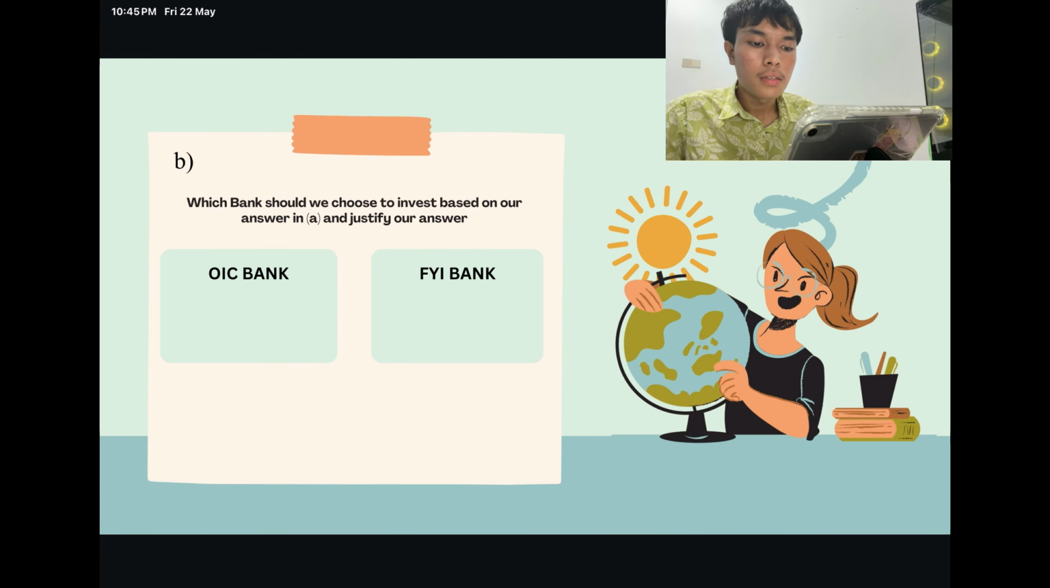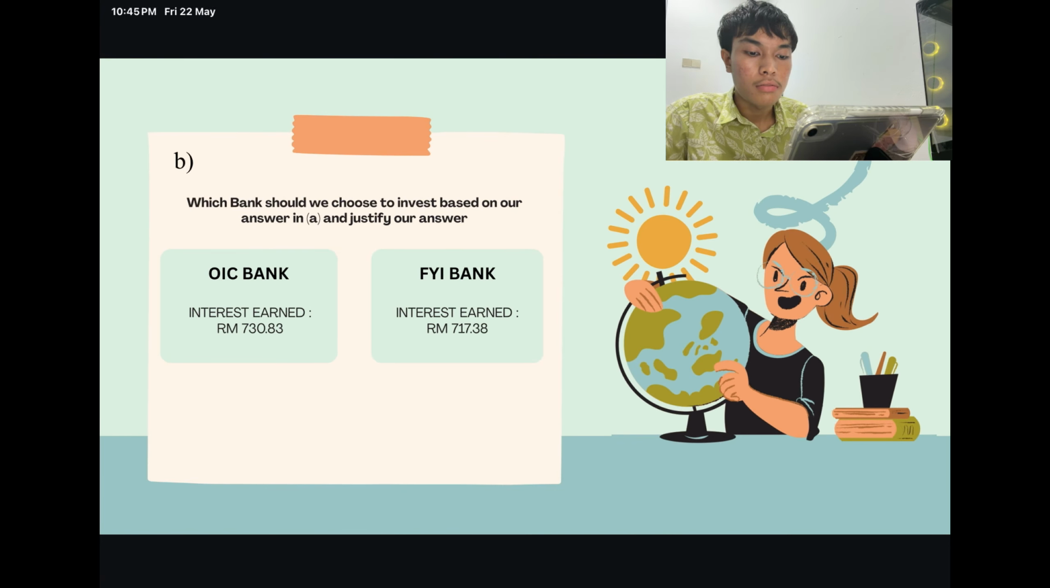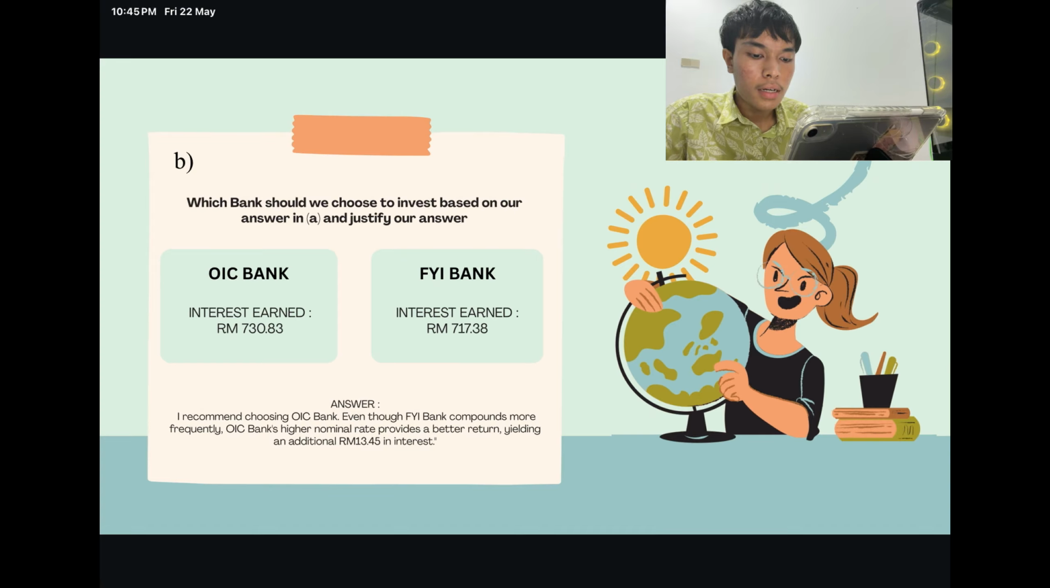Now for question B, which bank should we choose to invest based on our answer in A, and justify our answer? For FYI Bank, they offer the interest return of 770 ringgit and 38 cents, while OIC Bank gives an interest return of 730 ringgit and 83 cents. So our answer will be, I recommend choosing OIC Bank. Even though FYI Bank compounds more frequently, OIC Bank's higher nominal rate provides a better return, yielding an additional 13 ringgit and 45 cents in interest.